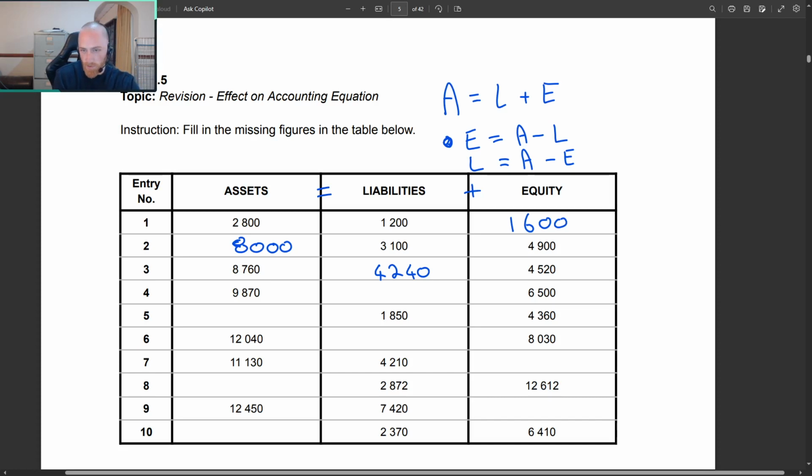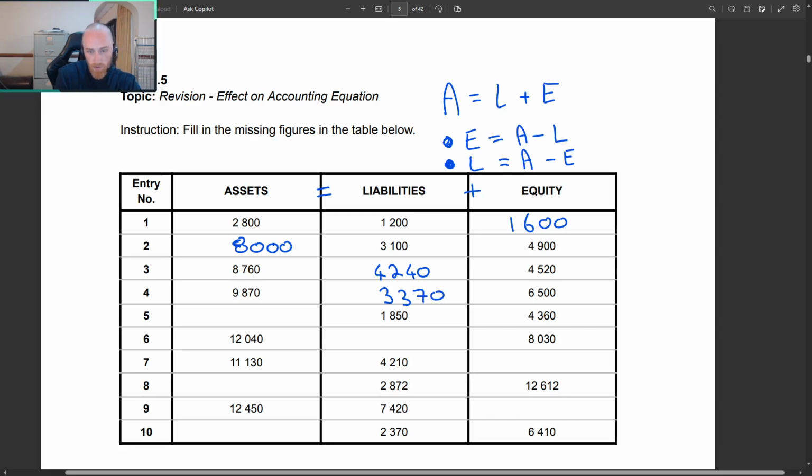The next one, assets we have, equity we have, but liabilities we do not have, so we're going to use that same equation that we used with the previous one. Assets minus equity equals liabilities. In this case, 9,870 minus 6,500. In my head, I can say that it is 3,370.